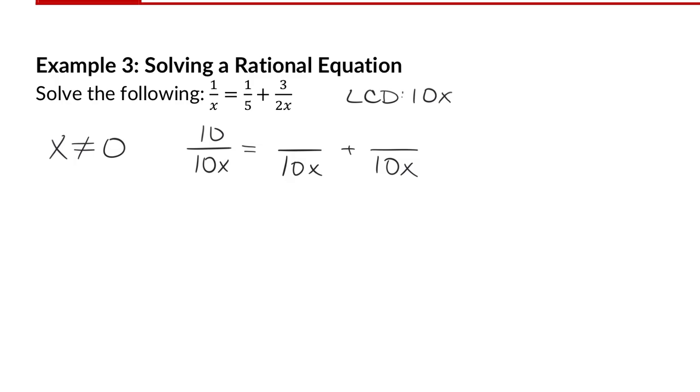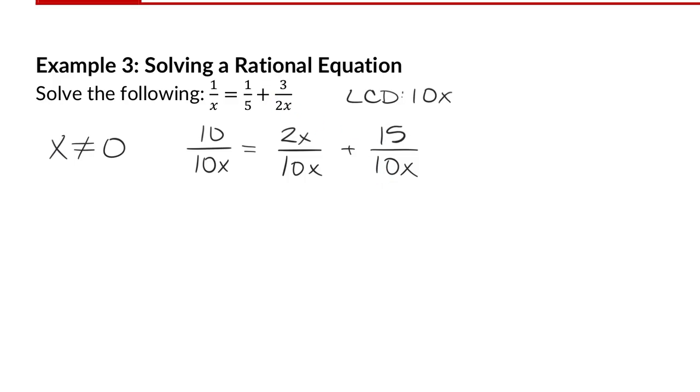2x, very good. So 1 times 2x is 2x. Notice this time I'm not showing that little multiply step because the numerators aren't complicated, but if there was a binomial up there, you would need to put it in parentheses so you could distribute. What did I have to multiply 2x by to get 10x? 5. So 3 times 5 is 15.